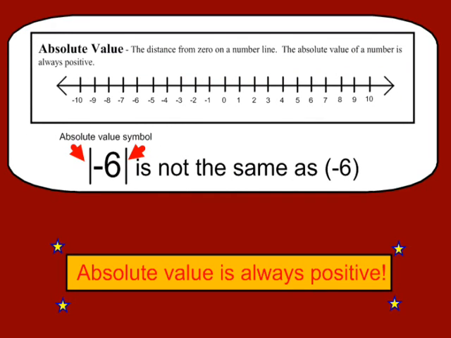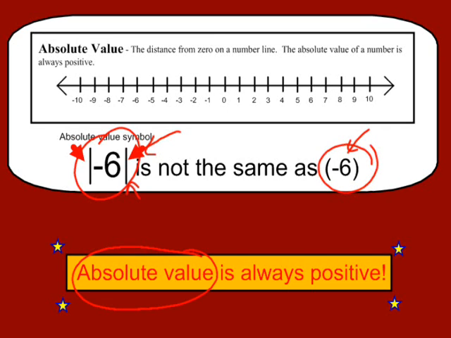Oh, and this is just a little reminder that this is the symbol for absolute value. These two are not the same thing. This is the absolute value of negative 6. This is just a negative 6 inside parentheses. And remember, the absolute value of something is always going to be a positive number.